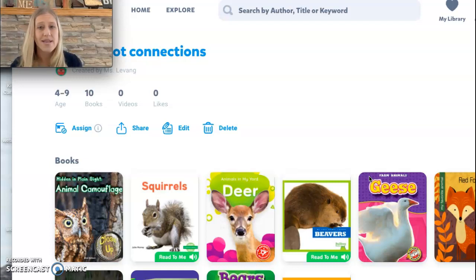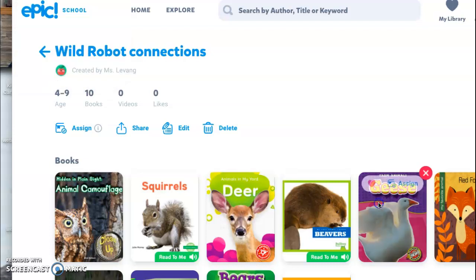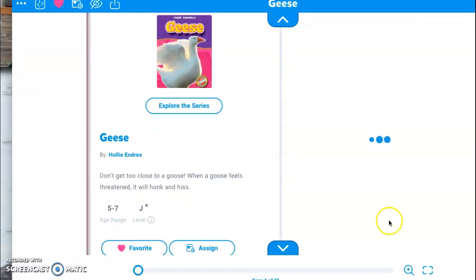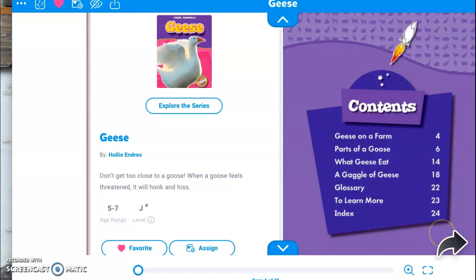Alrighty, friends, we are going to get started with our book. Again, while I'm reading, you are thinking about what is the main idea and the details. If you want to follow along in your Epic, feel free to do that. This is a nonfiction book, so there is a table of contents: Geese on the farm, parts of a goose, what geese eat, a gaggle of geese, glossary, to learn more, and index.